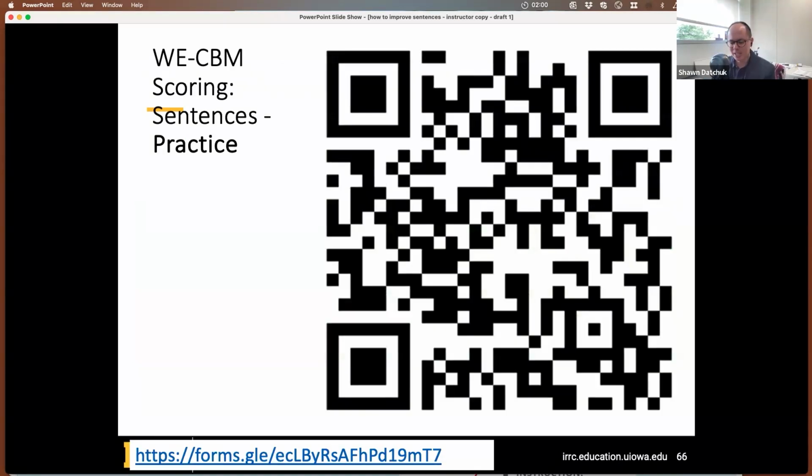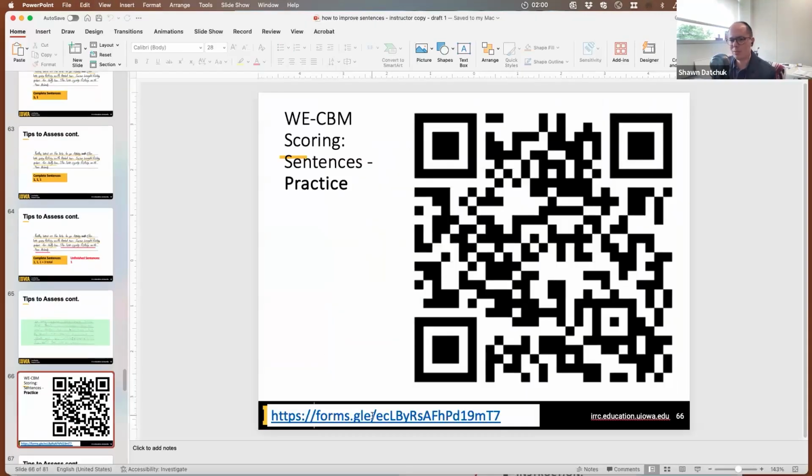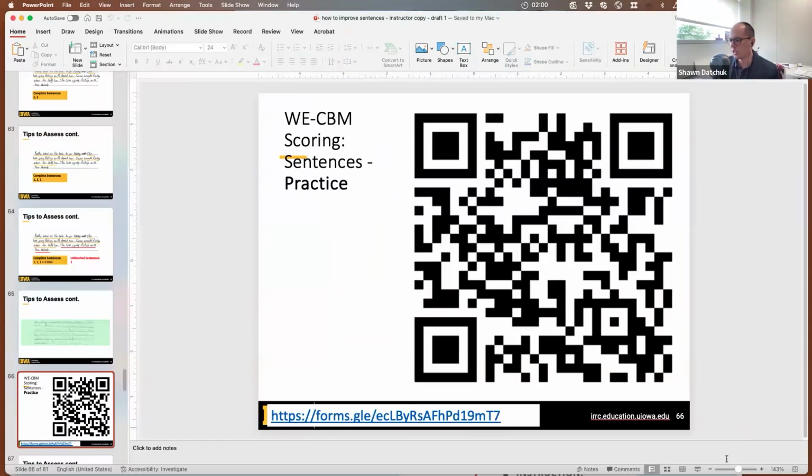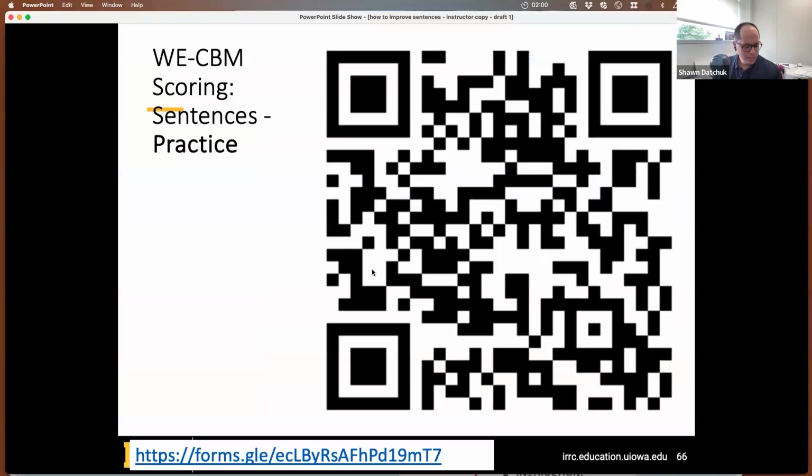Just for the sake of time, we're sort of nearing the end here. I'll go ahead and still drop in the Google form. Here's also the QR code. But if you take a look at that, what you'll see is a Google form that was similar to the other one that's going to ask you how would you score this for complete sentences.